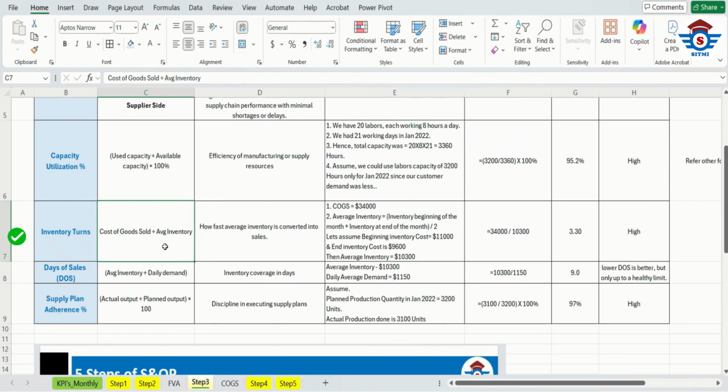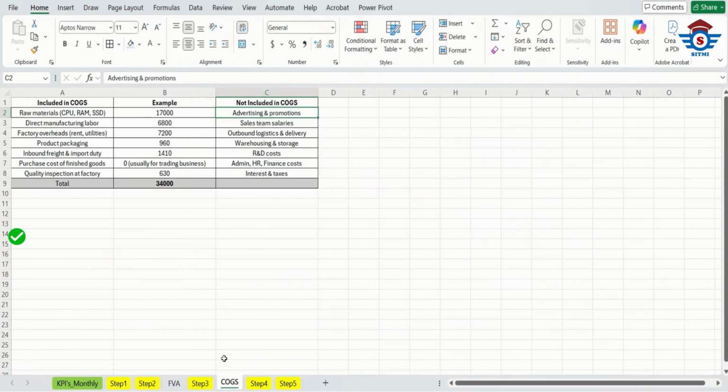So to understand this particular metric, the formula is cost of goods sold divided by average inventory. Now, this is again a technical topic to understand, what is cost of goods sold, but let's simplify this. In our next sheet, we have shown different costs that are accumulated to calculate cost of goods sold. So let's take an example for a laptop business.